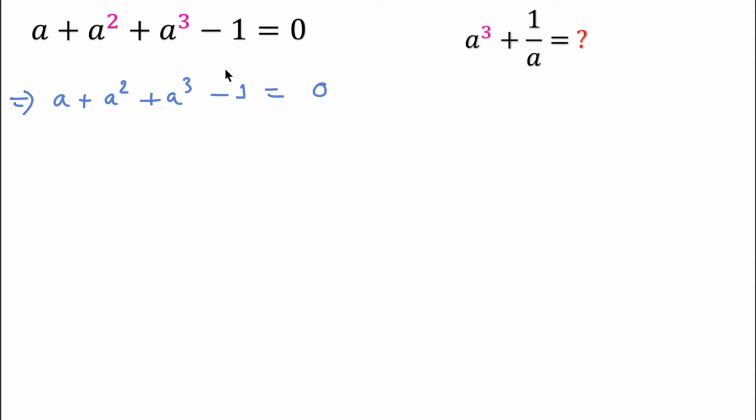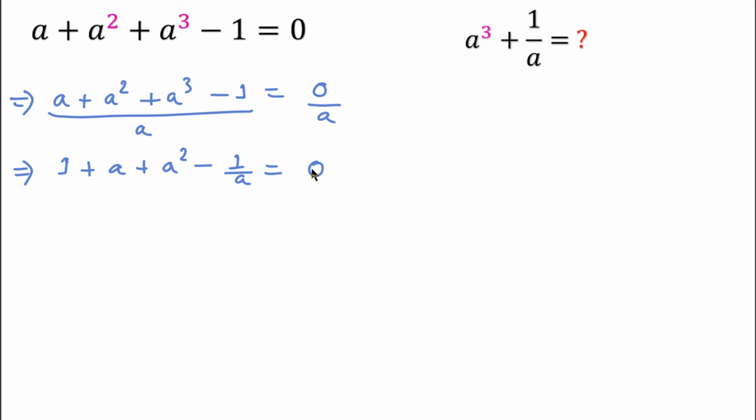Okay. Now if we divide both sides by a, then we can write: a gets cancelled with a, that is 1, and this a square cancelled with a becomes a, and this a cube becomes a square, and minus 1 over a, and this becomes 0, because anything divided by 0, except 0, is 0. Okay, now we will notice here this equation and this equation both are equal.